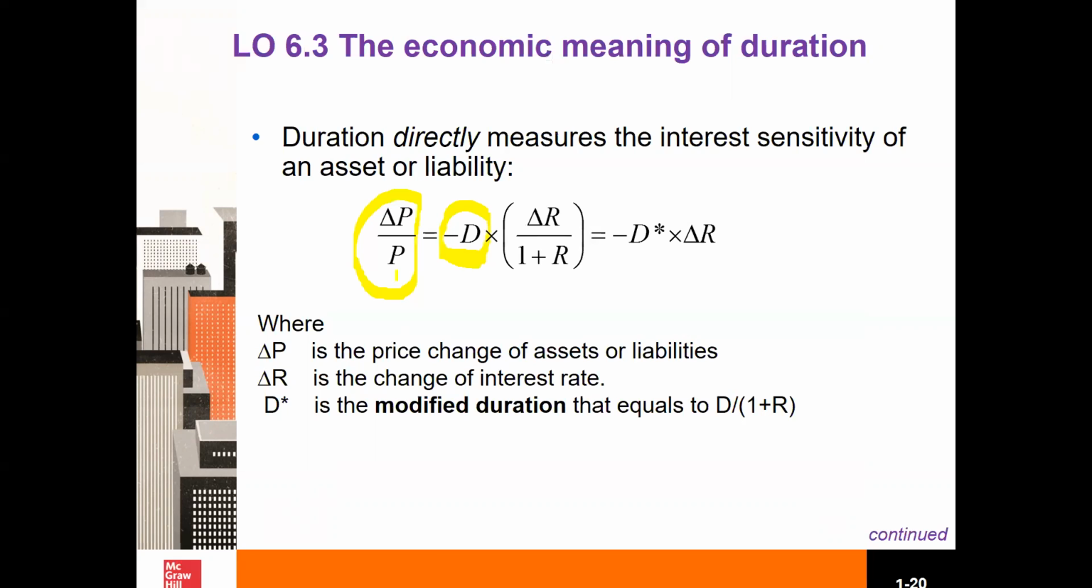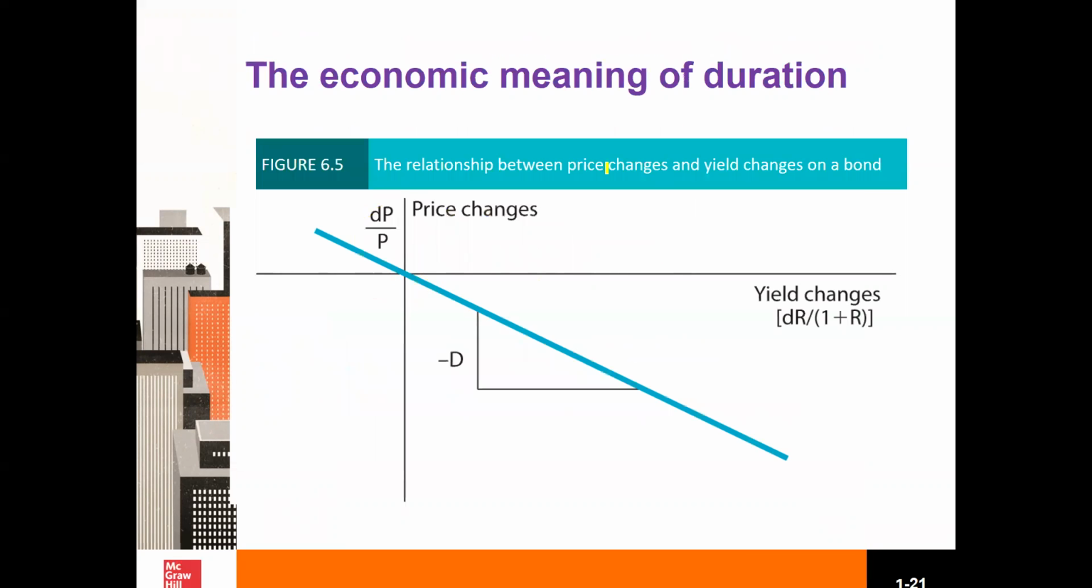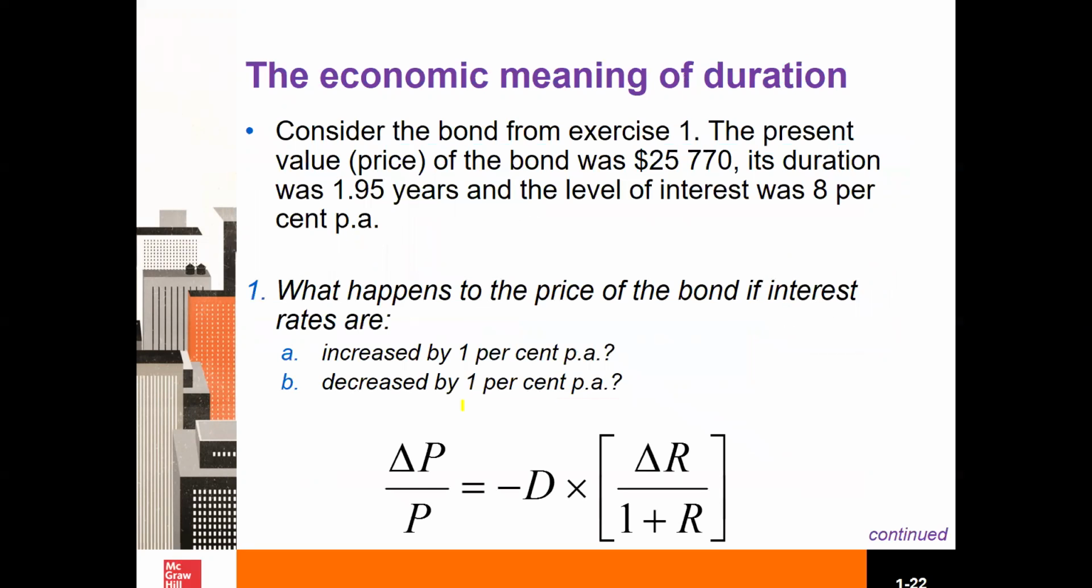If we look at this graph here, you can see that here is the price change and here is the yield change. As the yield changes, the slope of this line is the duration. So as the yield changes, price will change inversely proportionally by the proportion of D.